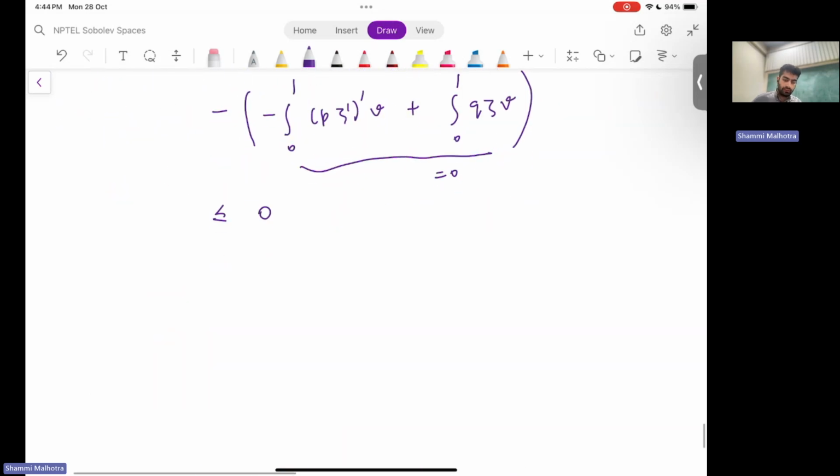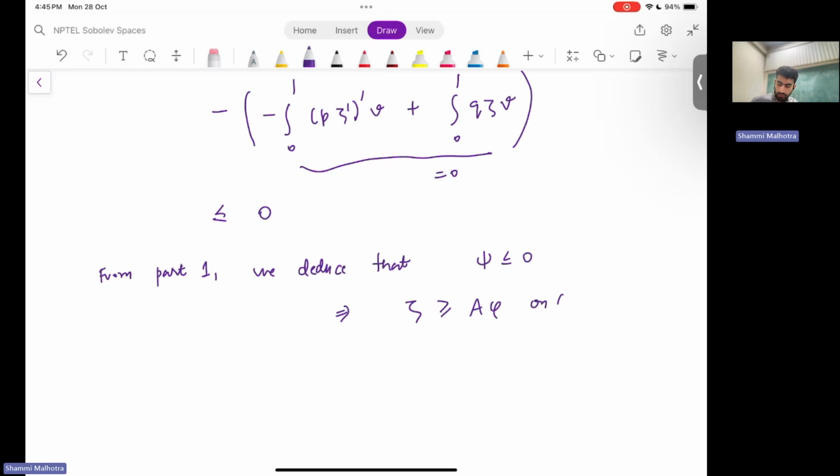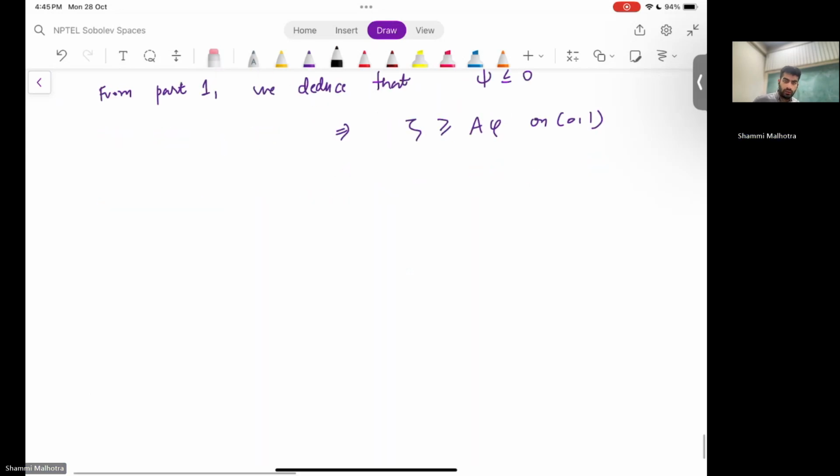And once that is the case, from part 1, we deduce that psi has to be less than or equal to 0. And once that is the case, we have zeta to be greater than or equal to a phi on the open interval (0, 1). So reduce that, u dash 1 is less than 0.